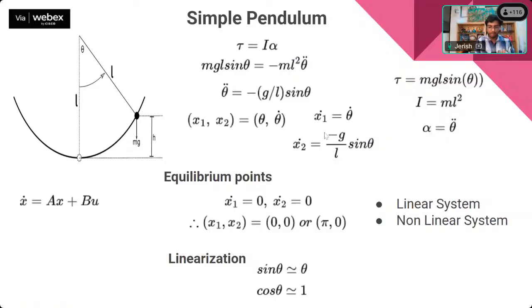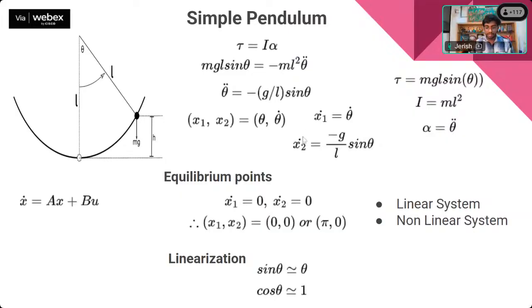So in order to map how your state is varying with time, we are writing in this particular systematic manner. So x1 dot will be equal to theta dot, and x2 dot equal to minus g by l sine theta. And the system that we are seeing is actually a nonlinear system. You can see the relation between the input and output is not a linear combination. There's a sine term which is causing the nonlinearity in its nature itself.